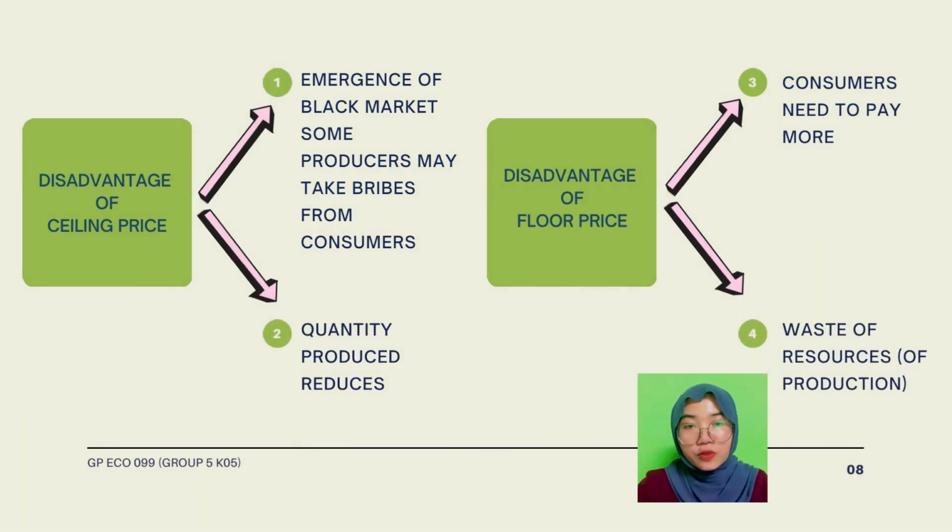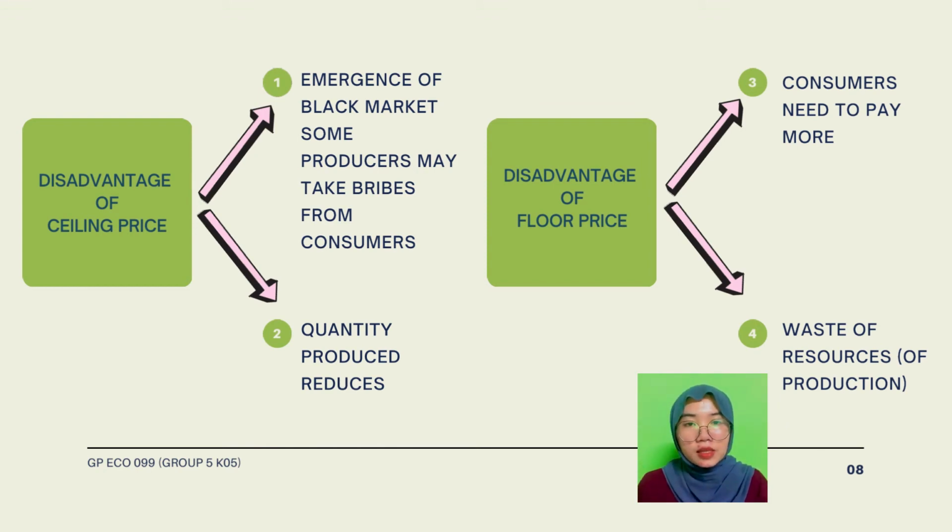Now I will tell you the disadvantages of these two price controls, which are the ceiling price and the floor price. So the first disadvantage of the ceiling price is the emergence of a black market. Some producers may take bribes from consumers. Fixing a ceiling price on consumer goods can cause the emergence of a black market.